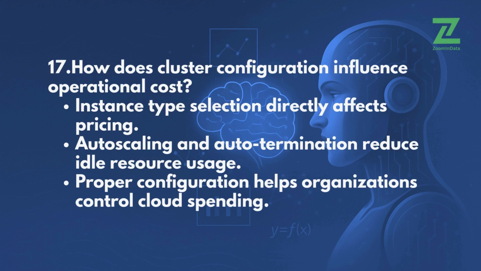How does cluster configuration influence operational cost? Instance type selection directly affects pricing. Autoscaling and auto-termination reduce idle resource usage. Proper configuration helps organizations control cloud spending.